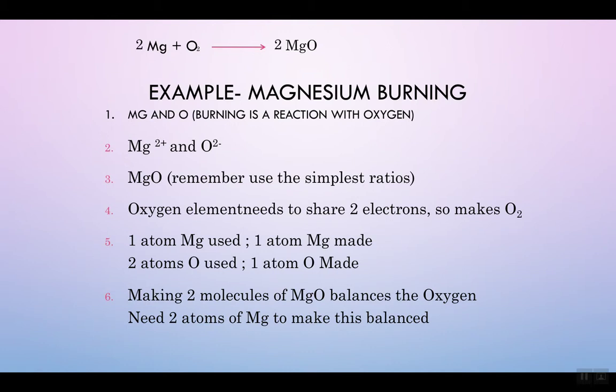Okay, so we need to put a 2 in front of the MgO to balance the oxygen, and then go back and put a 2 in front of the Mg, because by doubling the MgO, we unbalance that, so we need to now double the Mg. Follow those steps, and your equation will end up balanced every time.